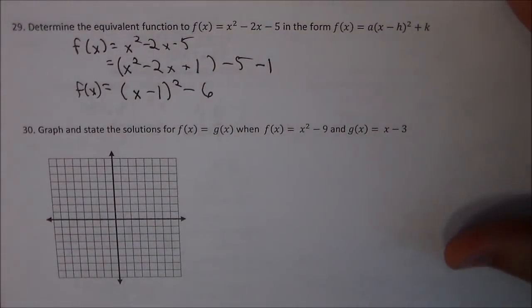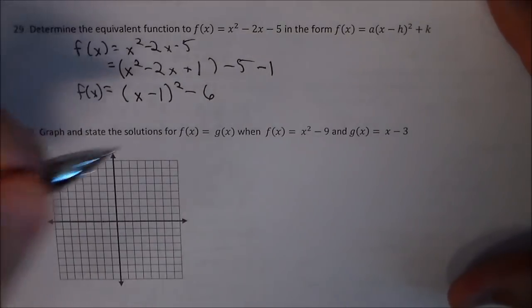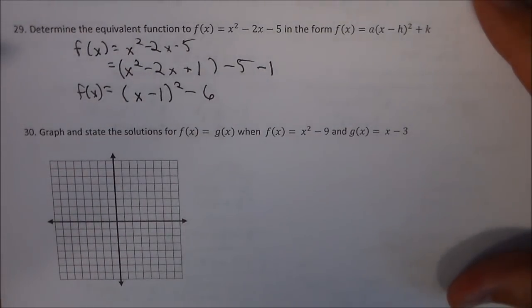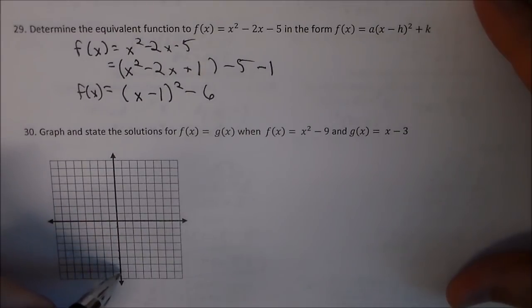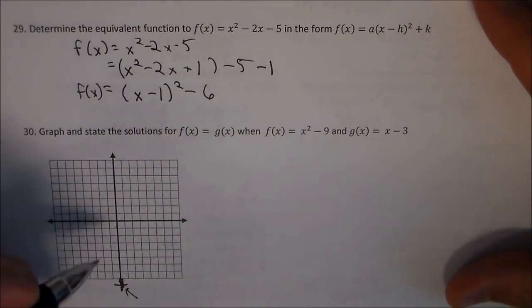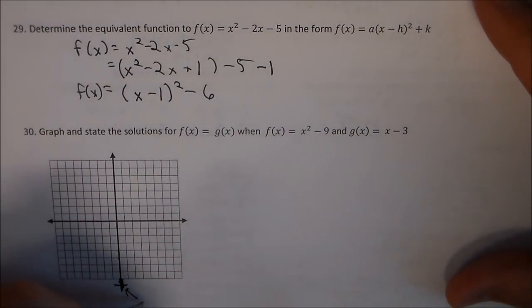For number 30, we need to graph and state the solutions of our function. So we have x squared minus 9. X squared minus 9, if we go right here to this point 0, negative 9, it is our parabola. So it's our vertex. It opens up.